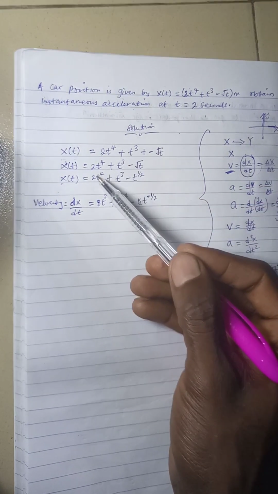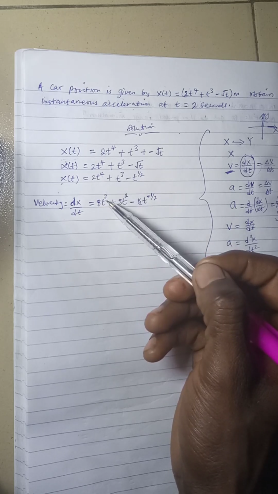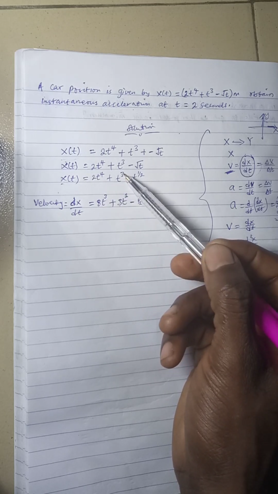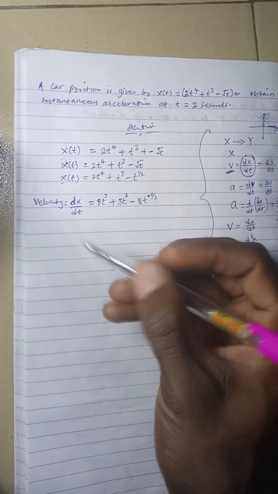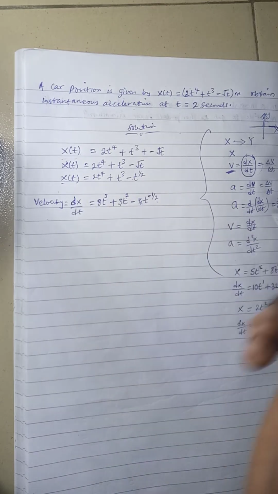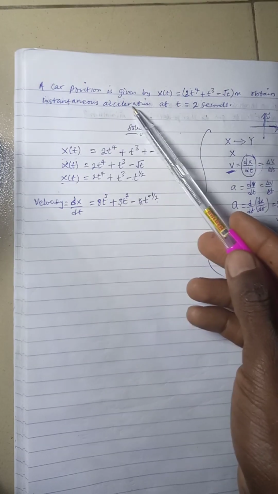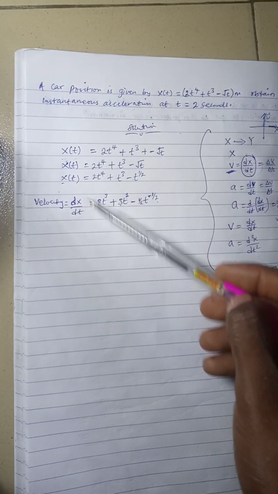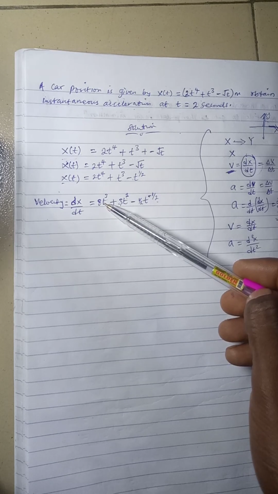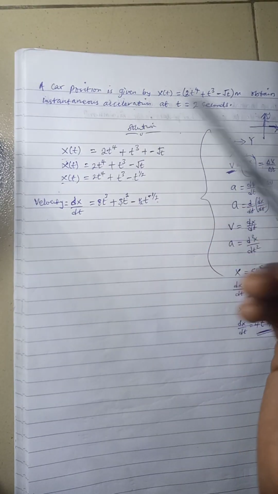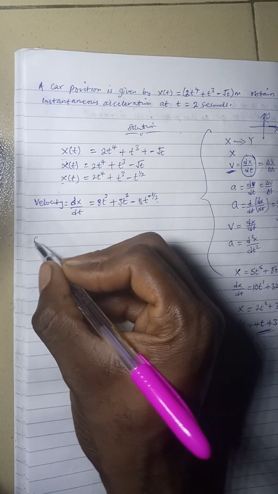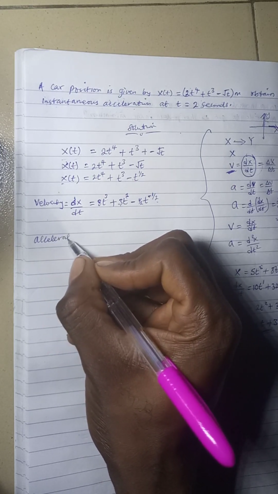Remember the rule. This times this, you write, you subtract 1. Next, this is our velocity. Had it been that they say we should find instantaneous velocity, we just find this when t is 2. We substitute 2 for t. But here we're looking for instantaneous acceleration. So we're going to differentiate that thing again.